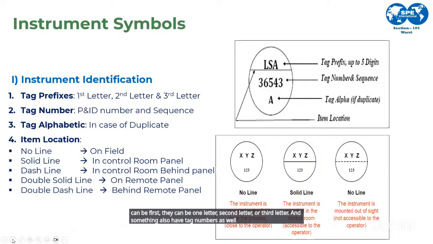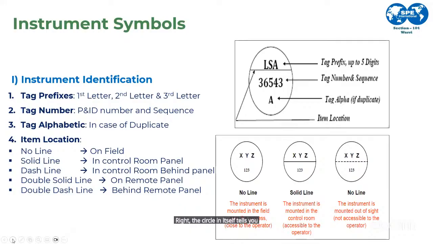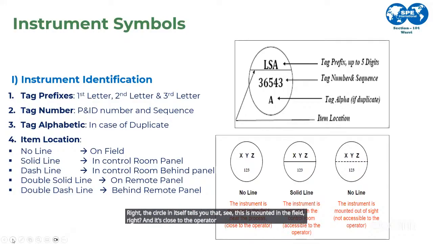And like we mentioned, the alphabetic, if there is a duplicate, and then the item location. So if you look at, for example, the diagram at the bottom right corner, you're going to see, for example, we have XYZ 1, 2, 3. So the XYZ just basically tells you what type of equipment that is, what it is, right? The circle in itself tells you that this is mounted in the field, right? And it's close to the operator. If you want to be able to read, you have to go to the field to do so.